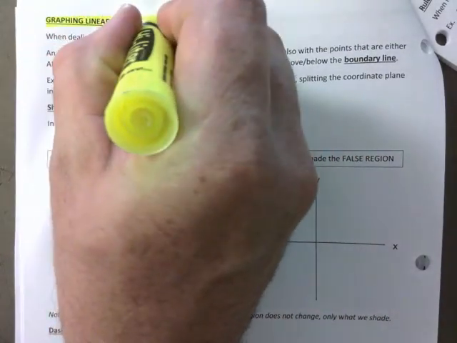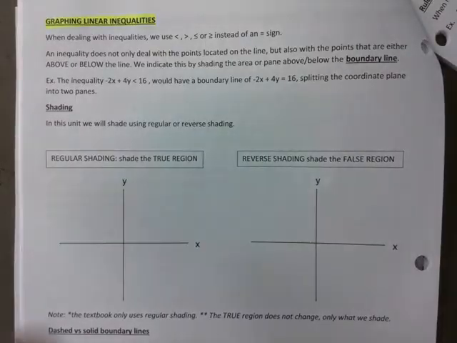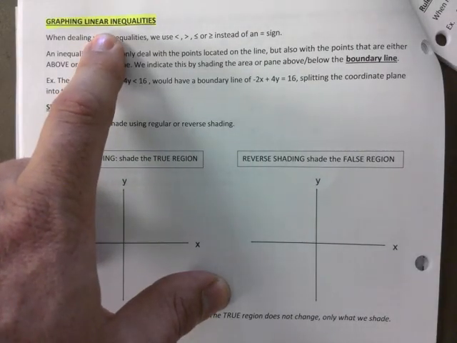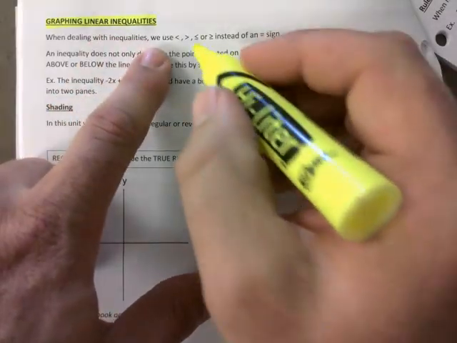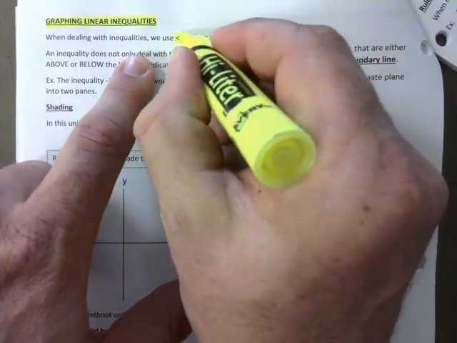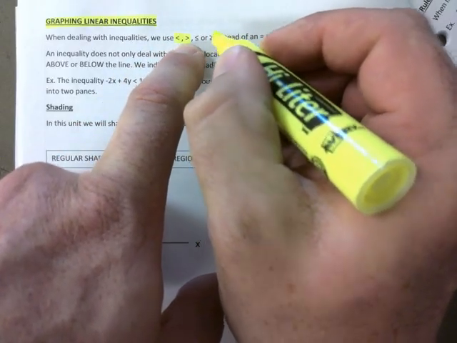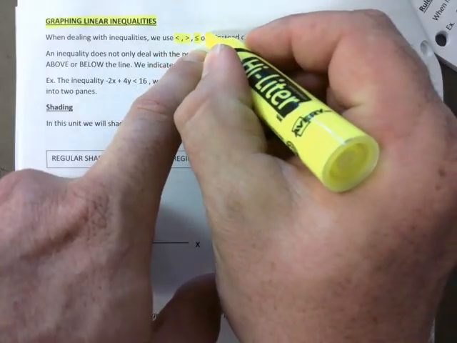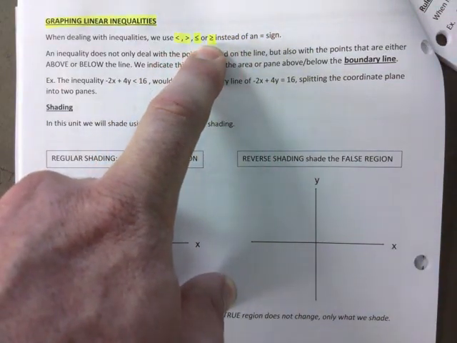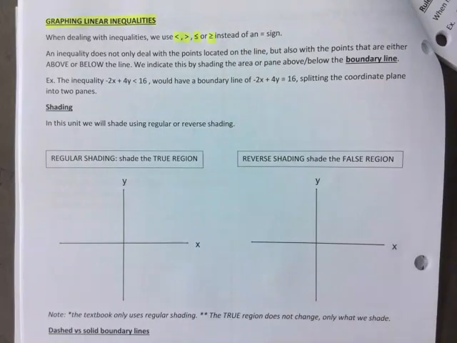So when you see the word inequalities, we no longer have an equal sign. We will only have less than, greater than, less than or equal to, or greater than or equal to, instead of the equal sign.